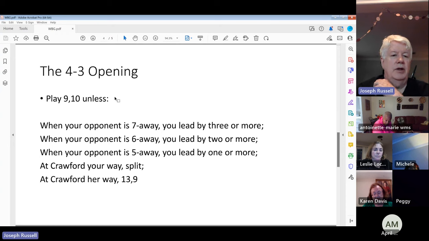So in this opening 4-3, you play two men down unless your opponent is 7 away and you lead by 3 or more. So if you have 3, 4, or 5, then you play 21-9. 21-9 is the second best play.